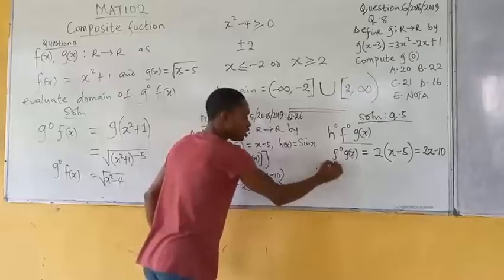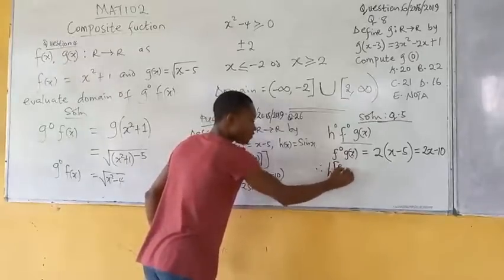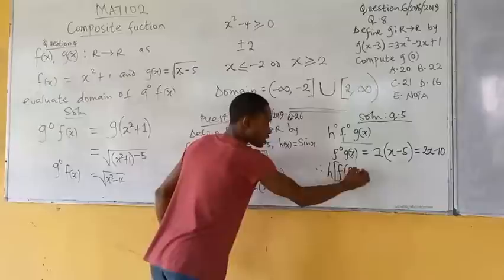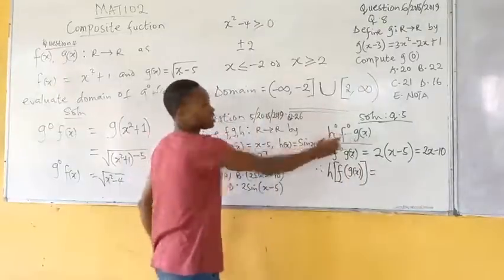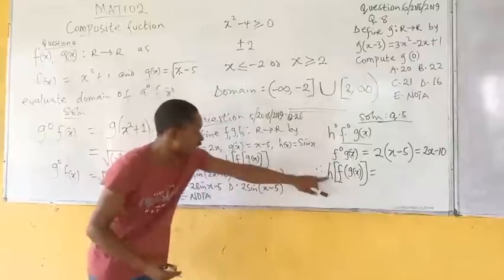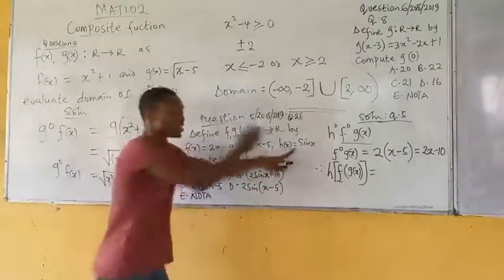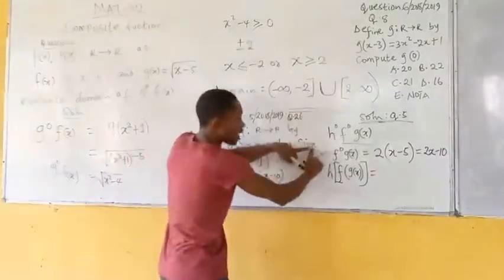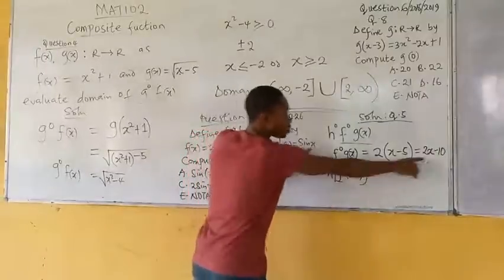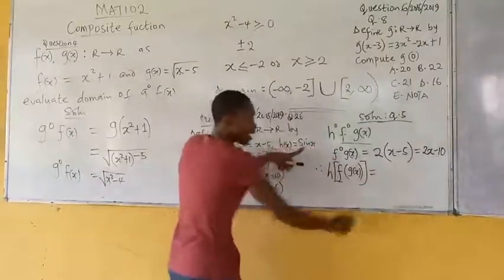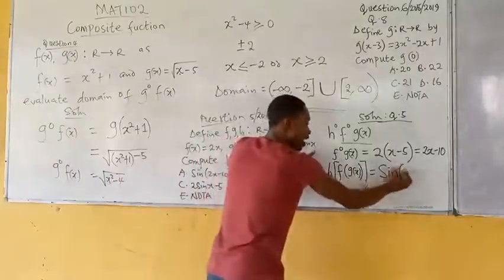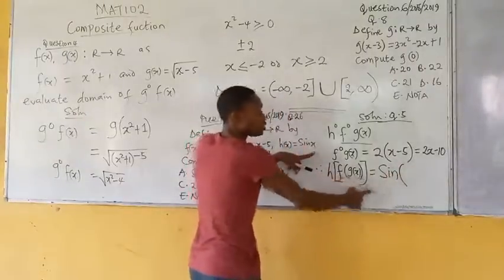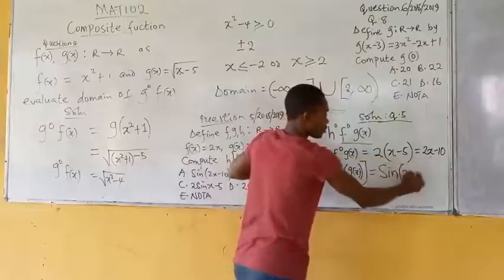Therefore, h of f of g of x is equal to, if you want to present it like this, are you getting it? Locate h of x. Look at it. Sin x. Wherever you see x, fix f of g of x, which is this 2x minus 10. So let's go. Sin. Is that not so? This x, you remove it and fix what? The whole of f of g of x, which is?